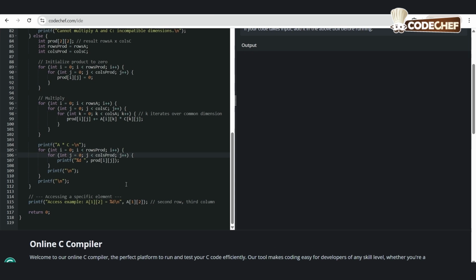So here you can see that we demonstrate retrieving a single element, that is second row, index 1, and third column, index 2. Now here we return 0 from the program and the program ends successfully.